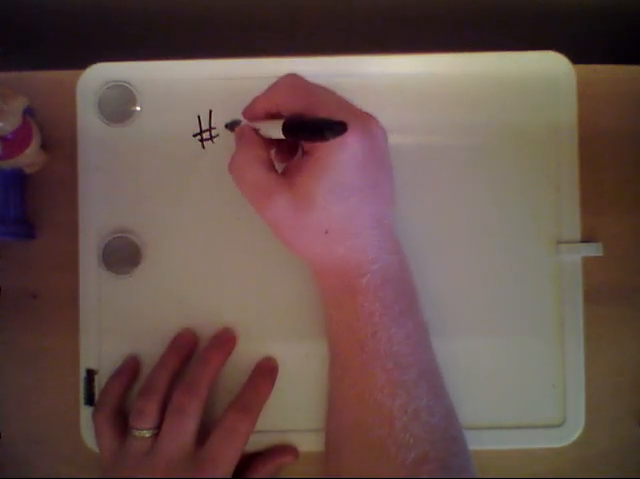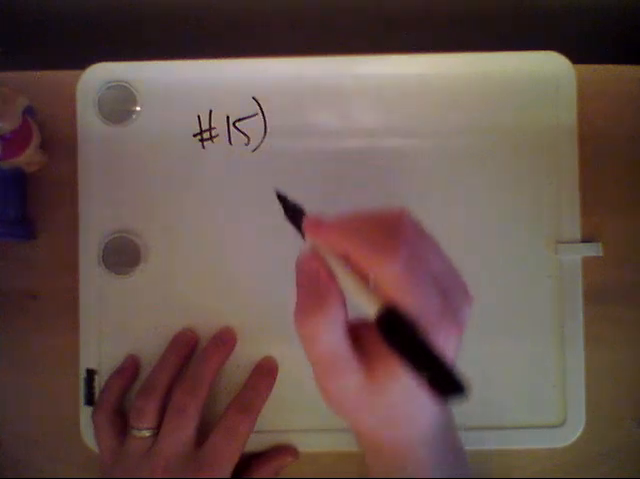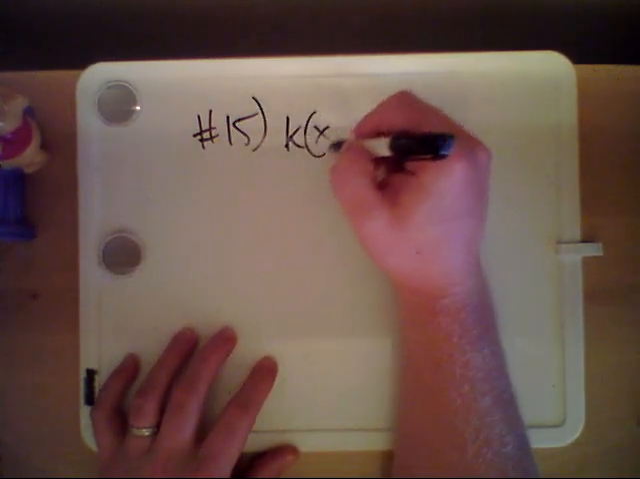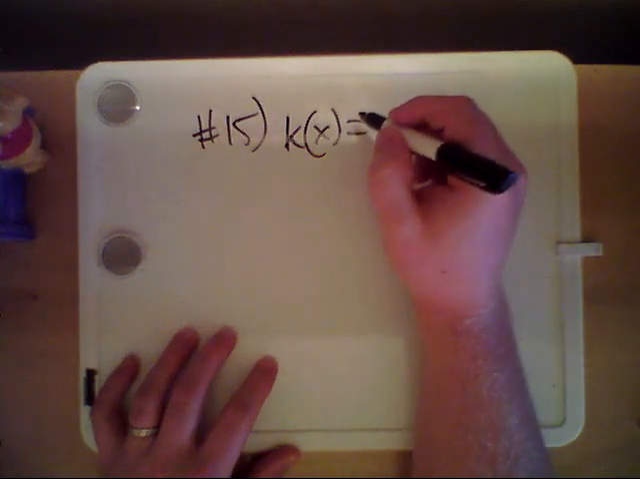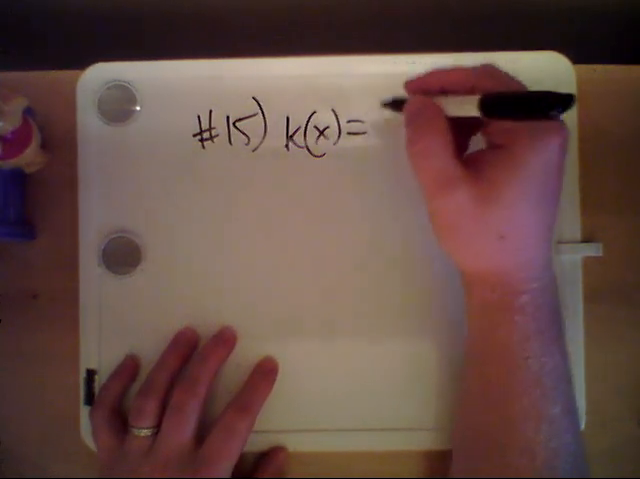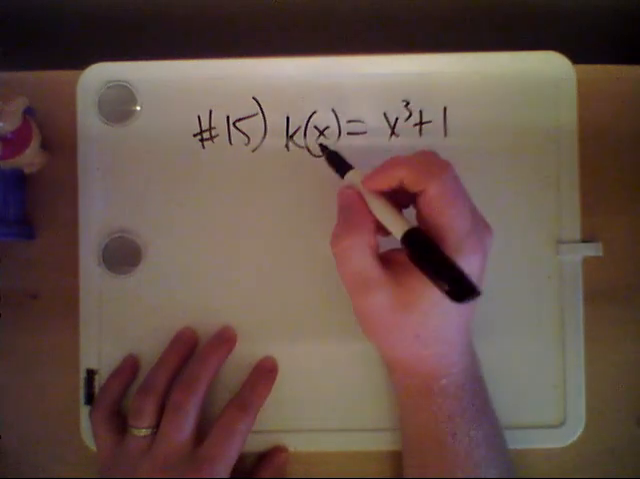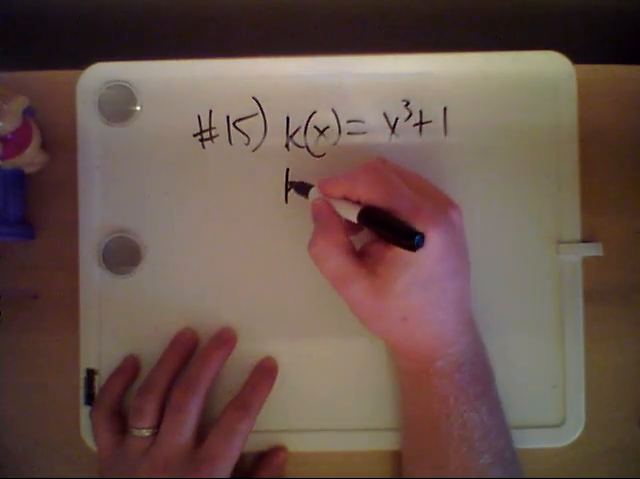Number 15. K of x equals x to the third plus 1. We're asked to find k of negative 2t.